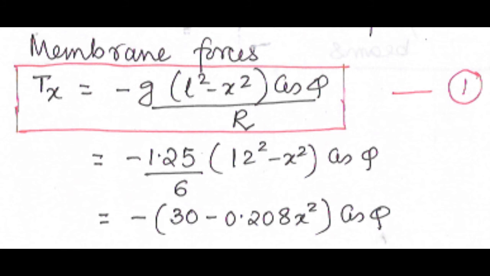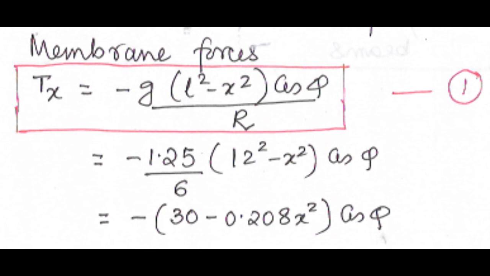Now for the membrane forces under self weight, Tx is minus G [L square minus x square] cos phi divided by r. Now G value is not acceleration due to gravity, that is 9.81. It is not like that. G is the self weight, as I have explained. And what was the value of the self weight? 1.25 kilonewton per meter square. So you put the G value as 1.25.